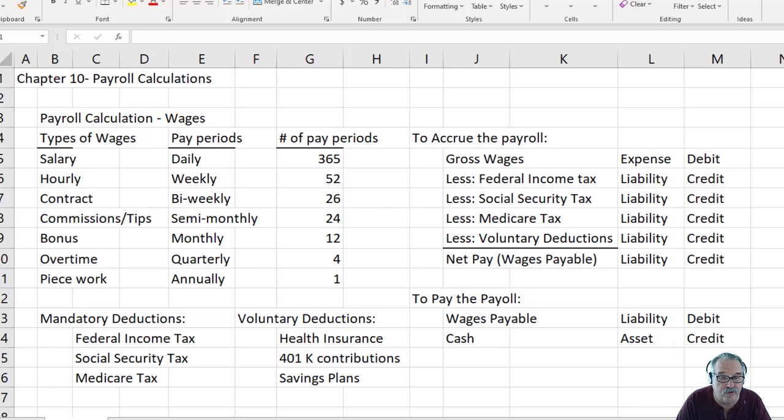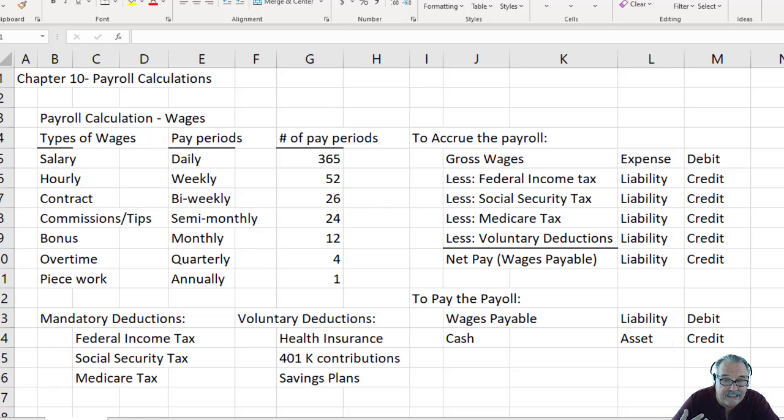Now, other things we could do is pay quarterly for like bonuses or commissions or something that's not their regular pay. And then we might even have an annual thing. But regardless, we just have to figure out how much somebody earned during a particular pay period. And that's going to be gross wages. Then from the gross wages, we have some mandatory deductions. These are deductions that you have to take from employees: federal income tax, Social Security tax, and Medicare tax. Those are requirements that we withhold this money from the employee.